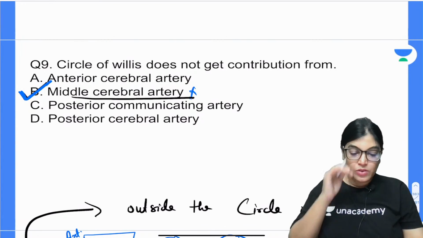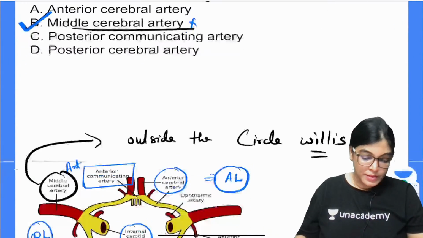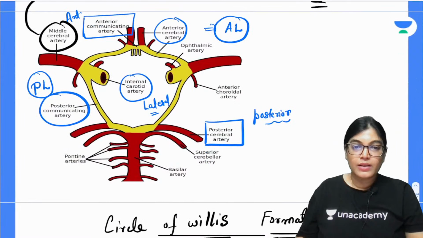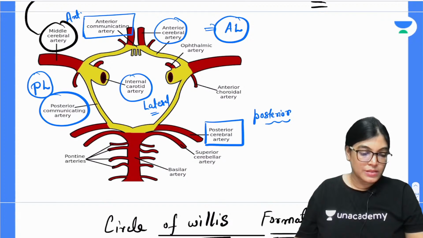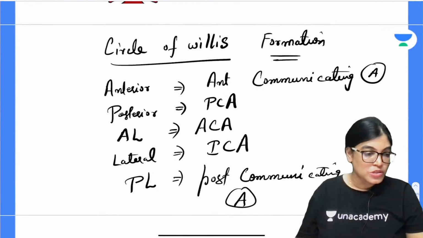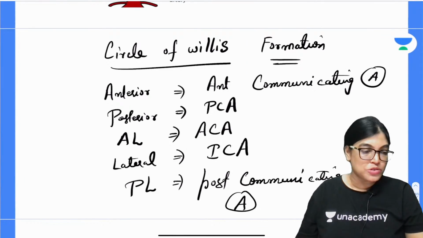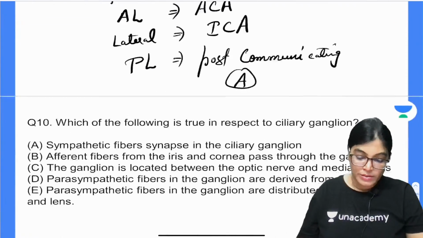Absolutely right everyone. So can we move on to question number 10? This diagram is very easy for understanding the formation of the circle of Willis. So let's move on to question number 10. All the best for the 10th question. Thank you. Let's move on.